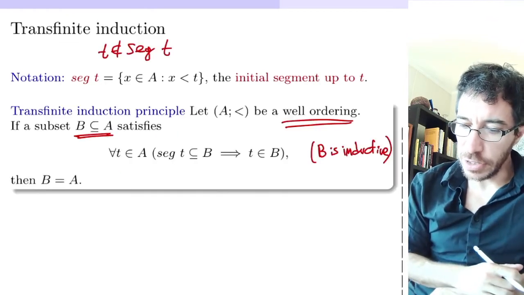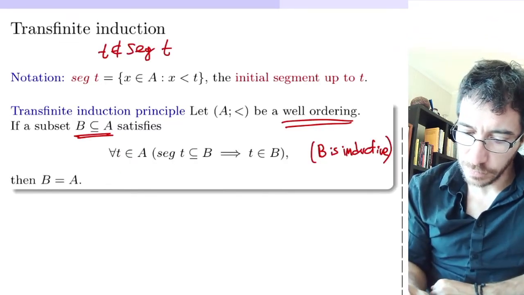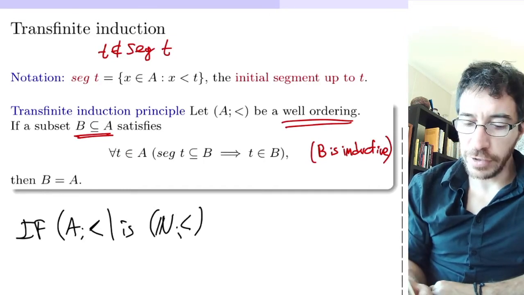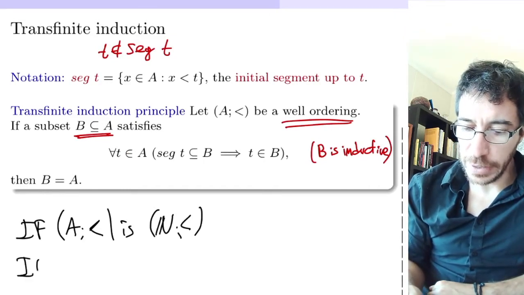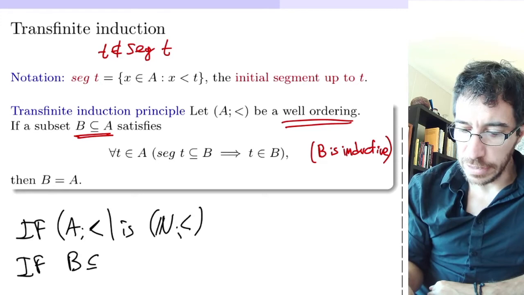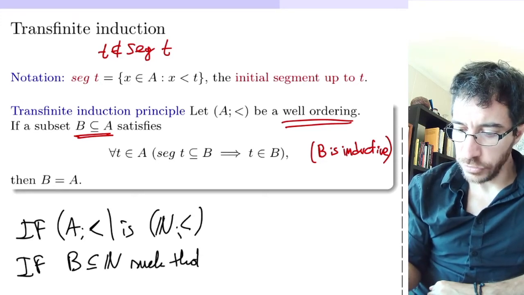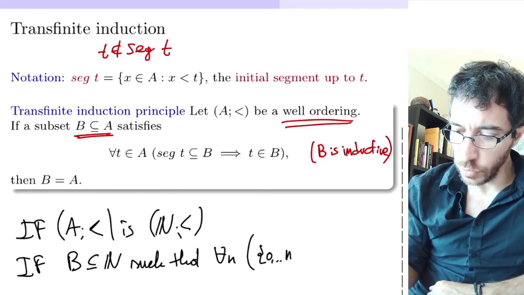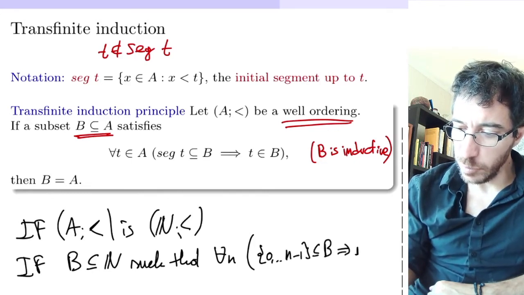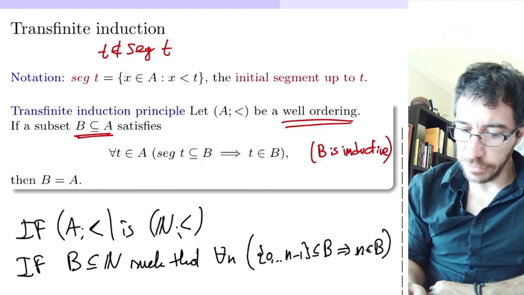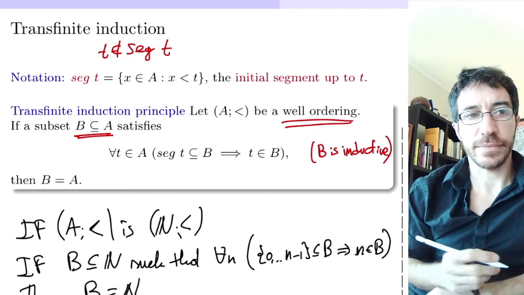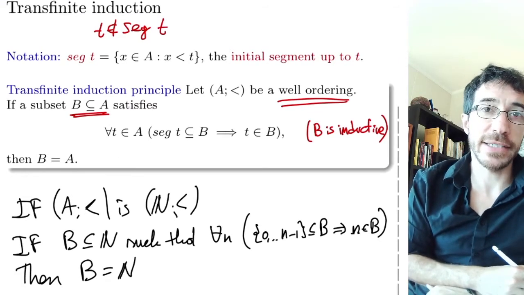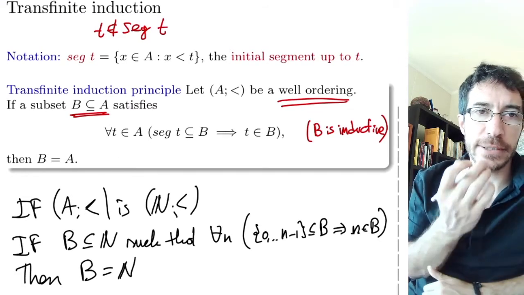In the case of the natural numbers, this is saying that if B is a subset of the natural numbers such that for every n, whenever we have that 0 up to n minus 1 is included in B, then n belongs to B, then we know that B must be all of the natural numbers. This is essentially the induction principle for the natural numbers.